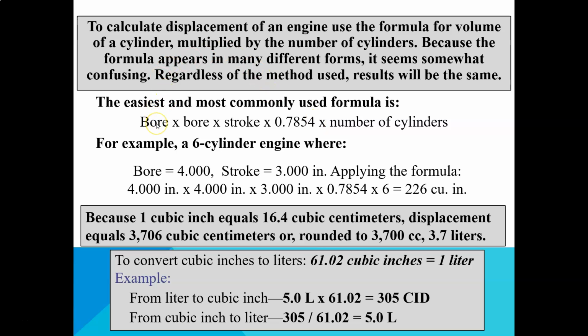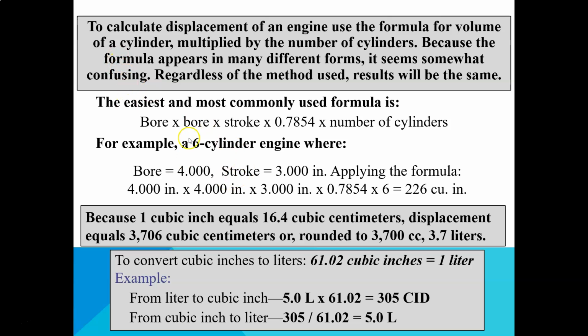So the bore, it's a circle. So the bore times the stroke, the distance it travels, times this 0.7854, which is a constant, right? Don't put any thought to it. It's the way mathematical formulas work out. Times the number of cylinders.